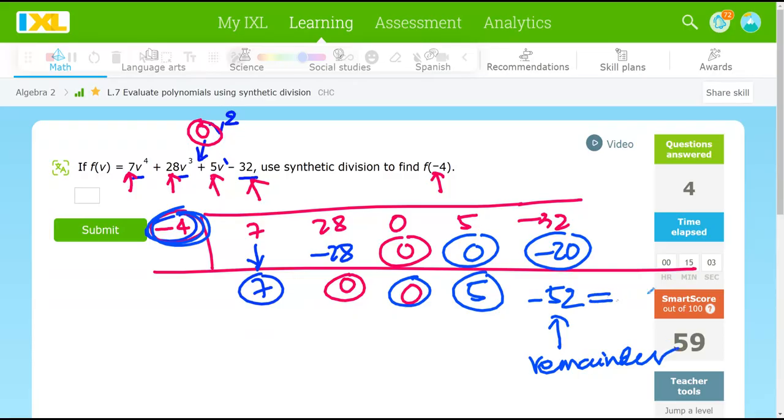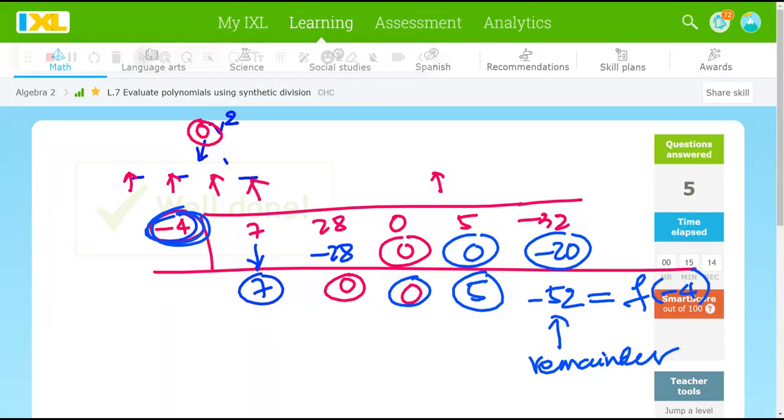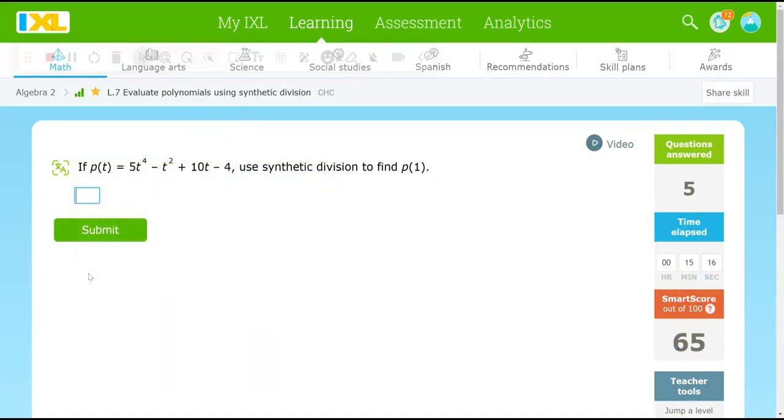and this equals f of negative 4. Okay, f of negative 4. So I put my answer in the box, negative 52. Voila. Okay. So pay attention to the missing term. Okay. So let's do one more.